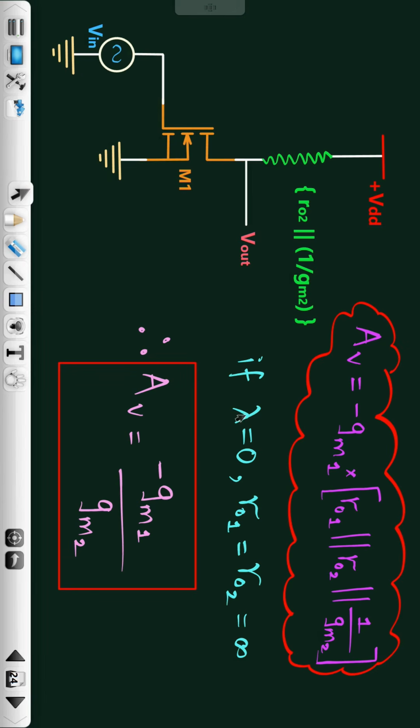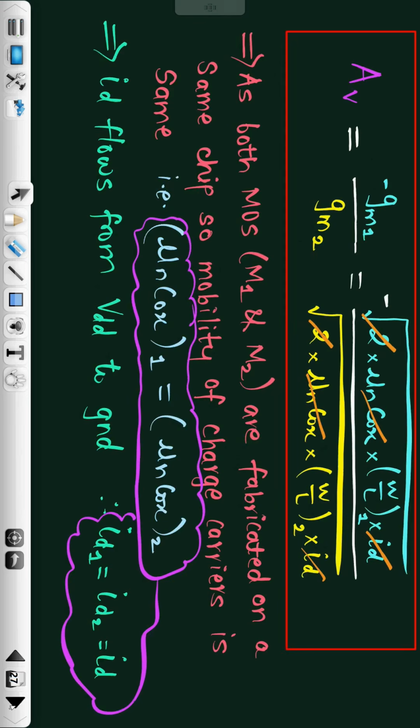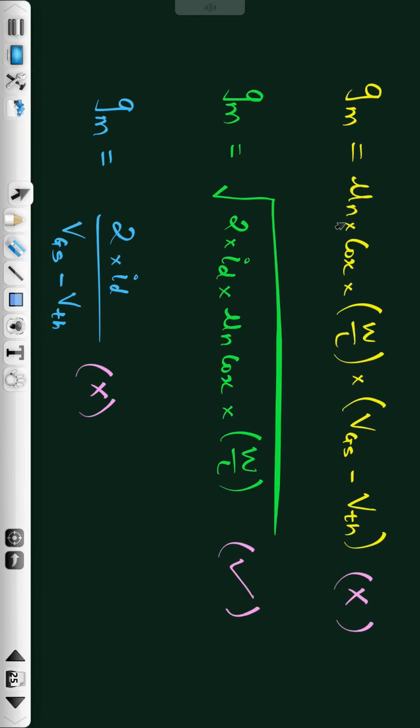so lambda will be 0, right? In that case my gain will be equivalent to the transconductance of MOSFET 1, that is gm1, divided by the transconductance of MOSFET 2, that is gm2. If you remember the equation for transconductance, it is the square root of 2 mu n Cox W by L times ID. Now there are three different equations of transconductance.